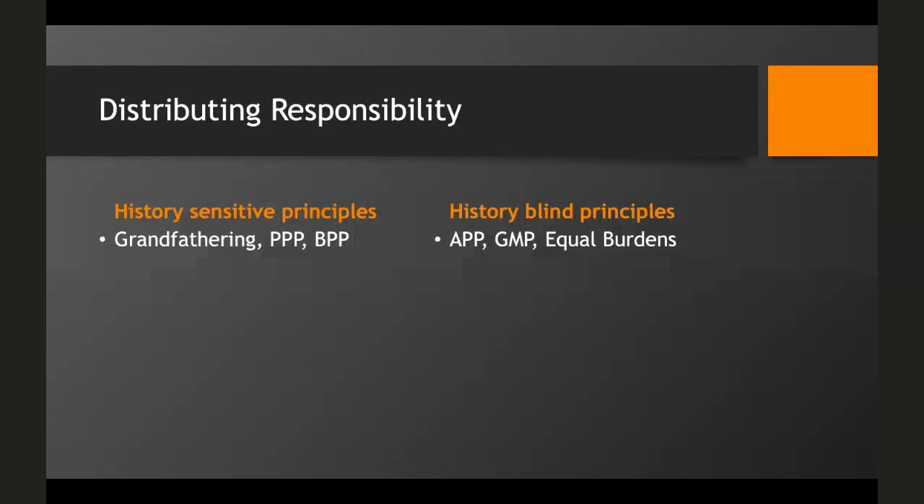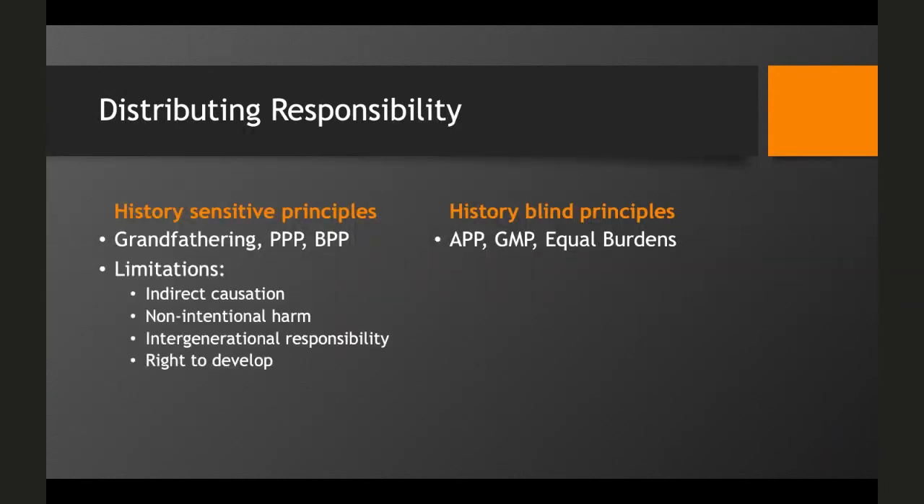On the other hand, the ability to pay principle, the greatest guaranteed minimum principle, the equal burdens principle, all of these are blind to history. They ascribe responsibility for taking action to fight climate change without regard to historical emissions. Now, each of these has a series of limitations.